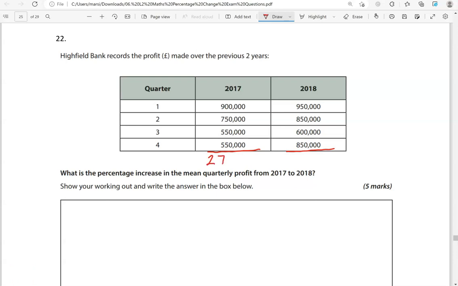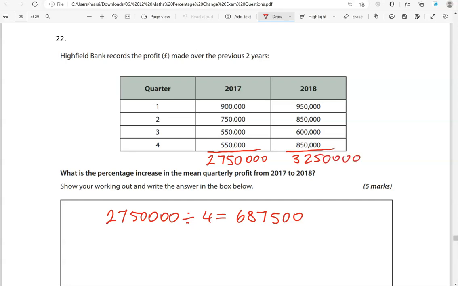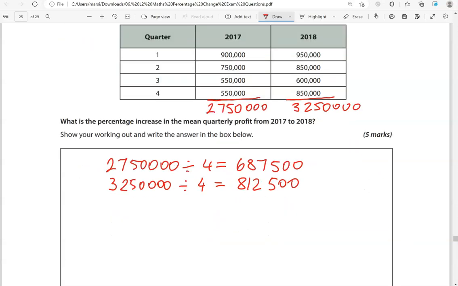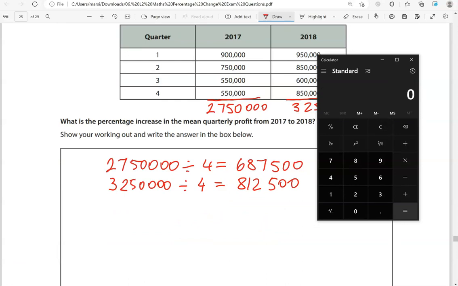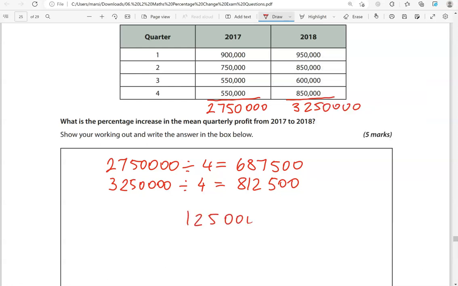So that gives us 2,750,000. So 2,750,000 divided by 4 gives us 687,500. Adding the 2018 figures gives us 3,250,000, which we again divide by 4 to get 812,500. So there clearly has been an increase, so we'll do 812,500, take away 687,500, and that gives us 125,000 increase. That is out of the original mean, which was 687,500.